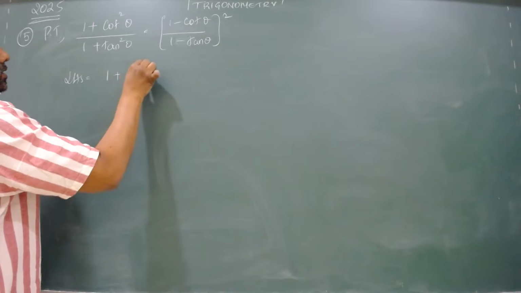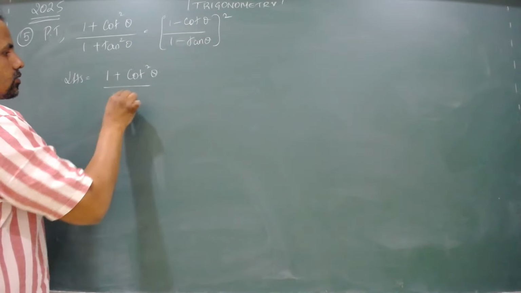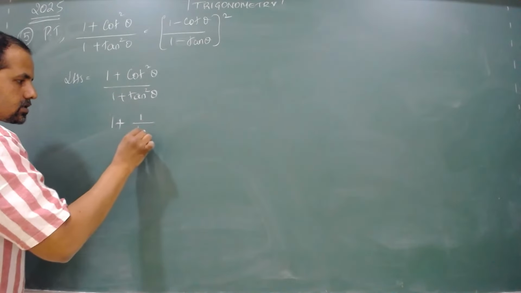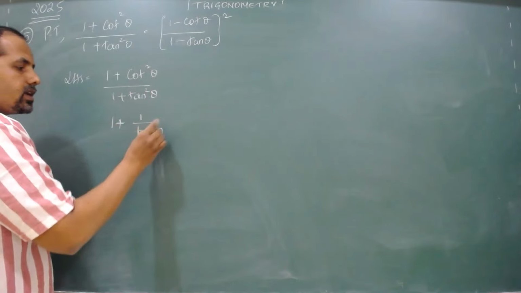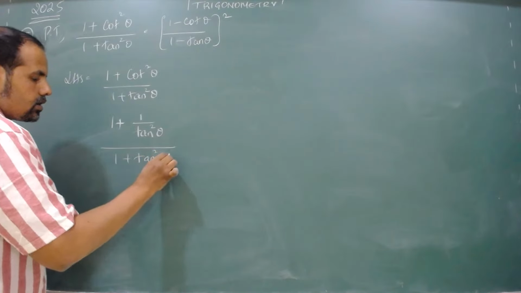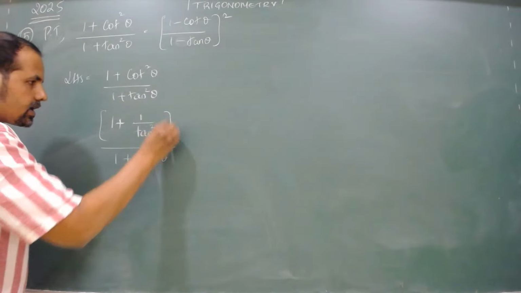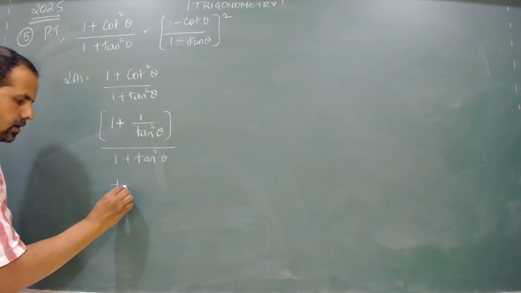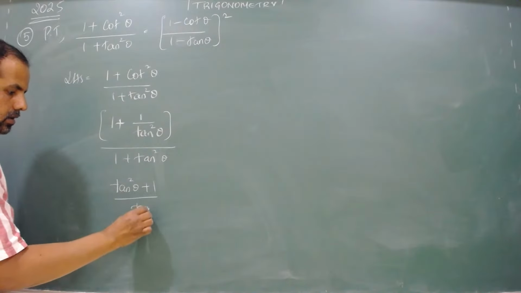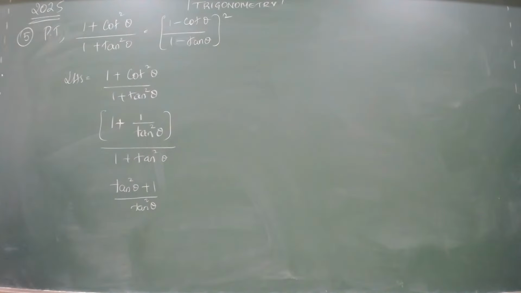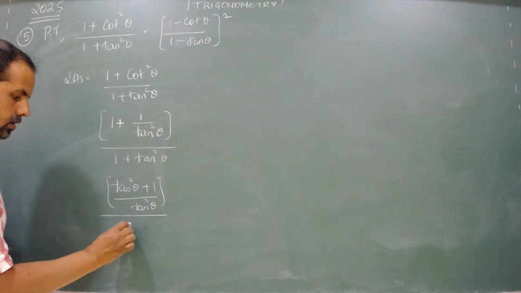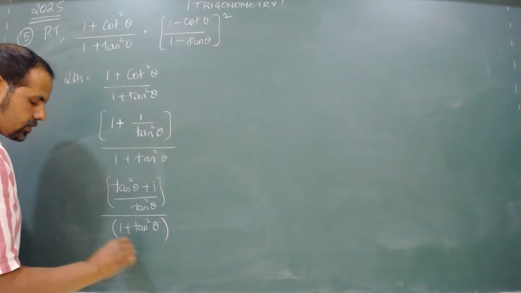1 plus cot square theta divided by 1 plus tan square theta. Cot theta can be written as 1 by tan theta. Cot square theta will be written as 1 by tan square theta, divided by 1 plus tan square theta. Let me take the LCM for the numerator. We get tan square theta plus 1 divided by tan square theta, whole thing divided by 1 plus tan square.